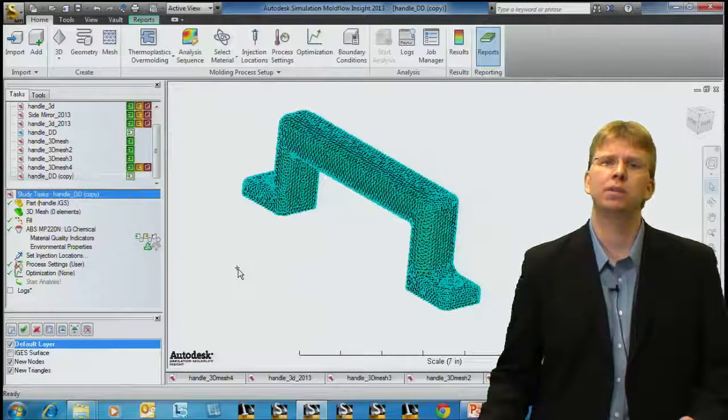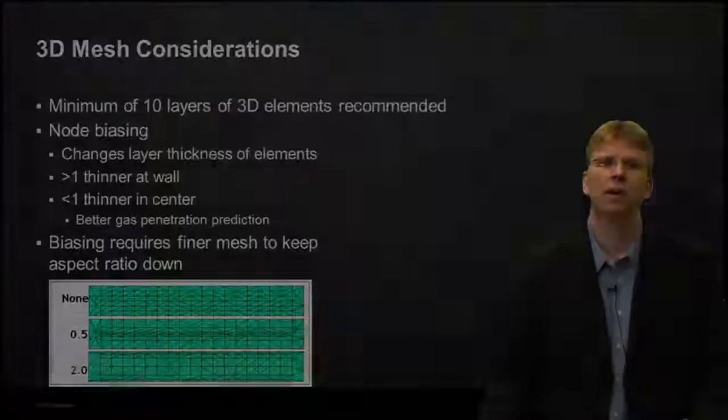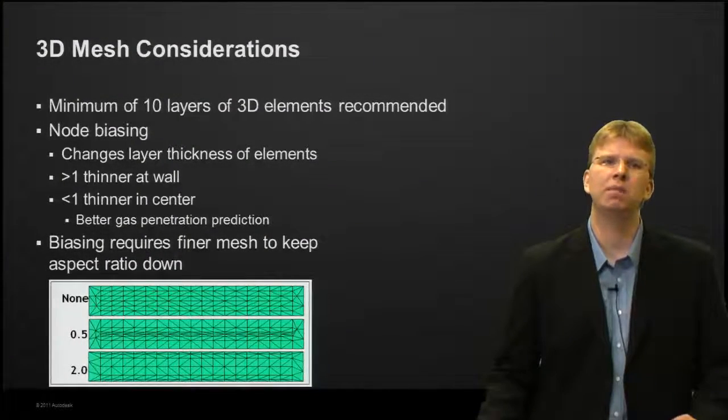Now there are some important considerations when meshing with 3D. So let's take a look at those. First of all, there needs to be a minimum of 10 layers through the thickness. Now this is something that we can set up in the mesh properties, and we'll go ahead and do that in the demonstration following this.